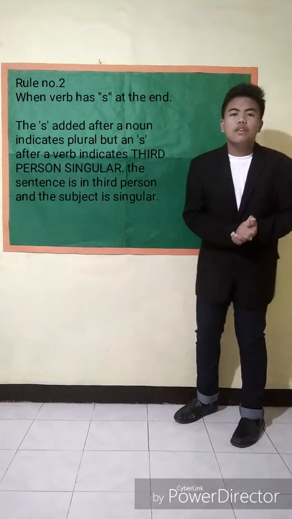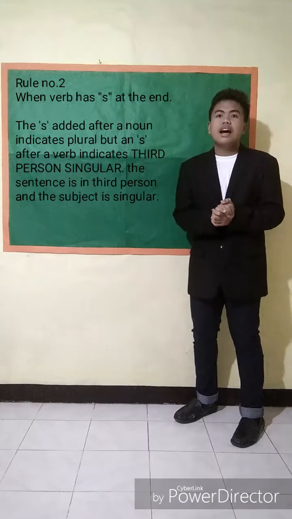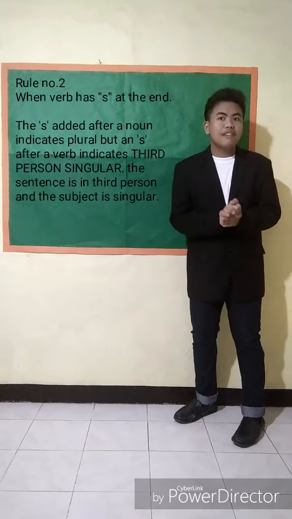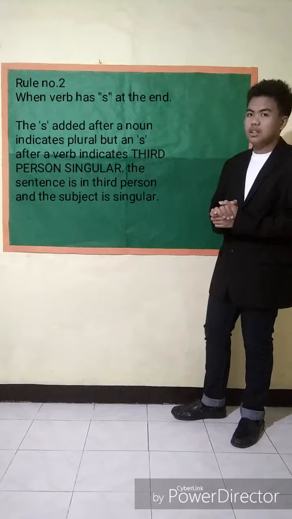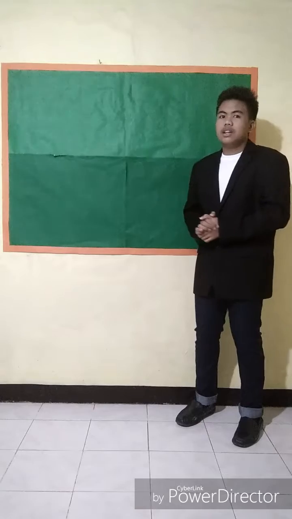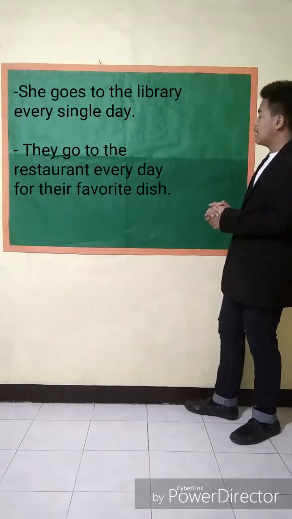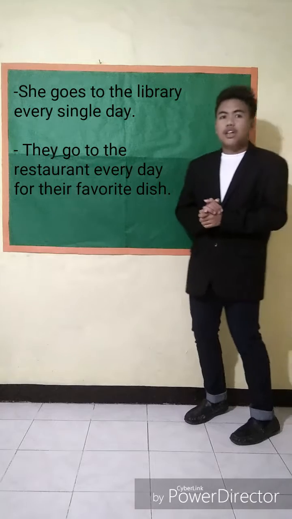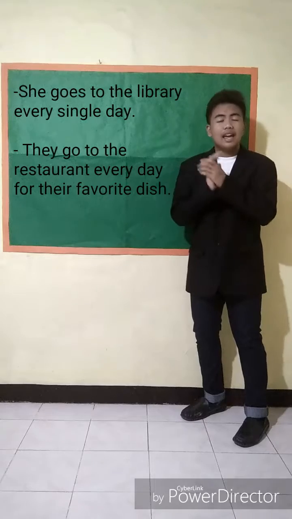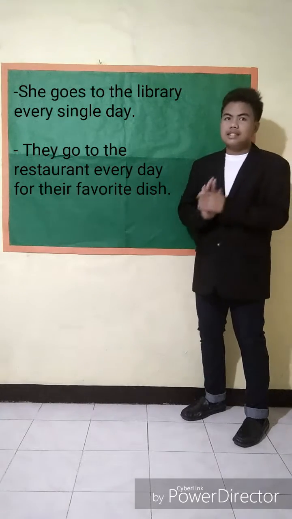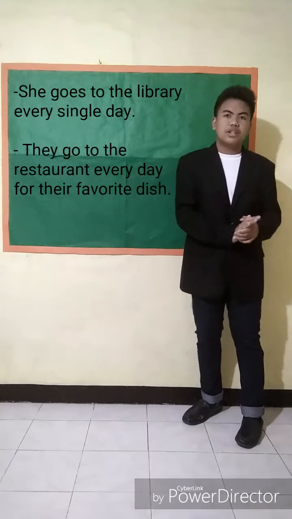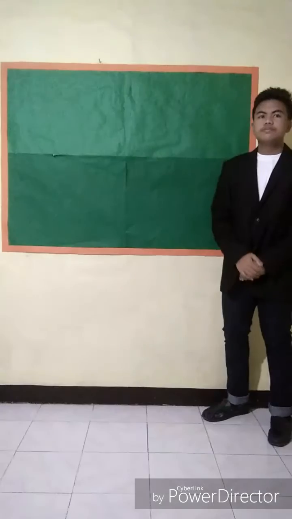On rule number 2, for when the verb has an s at the end. The s added after a noun indicates plural, but an s after a verb indicates third person singular. The sentence is in the third person and the subject is singular. For example, she goes to the library every single day. Another example, they go to the restaurants every day for their favorite dish. The s on the last verb indicates that the sentence is in the third person and the subject is singular.